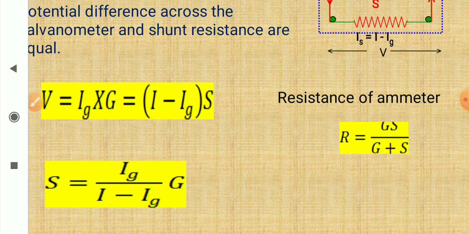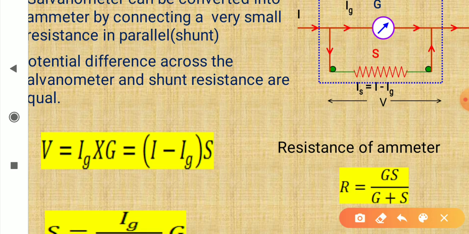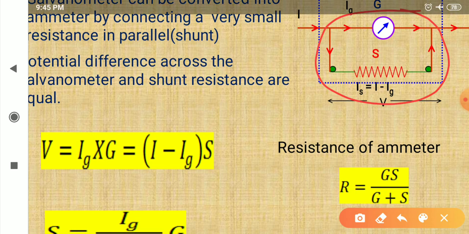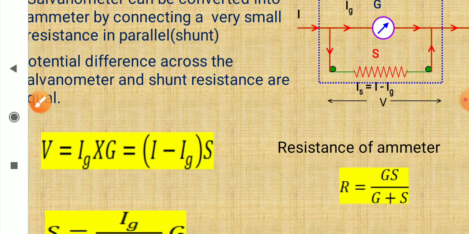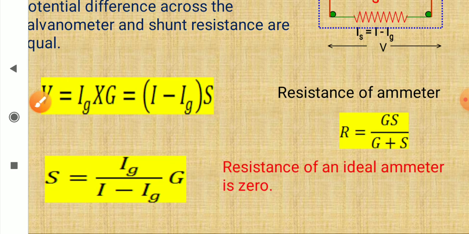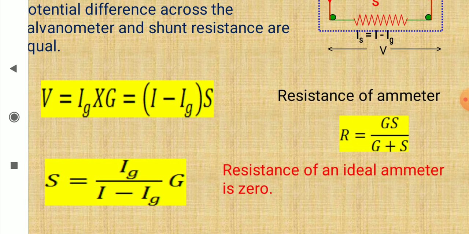resistance of ammeter. अब ये जो combined ammeter हमारा बन गया, just look at this one. This whole is an ammeter. तो यहाँ पर देखो कि G और S पैरेलल में है, तो resistance of ammeter is GS upon G plus S, पैरेलल में है, and resistance of an ideal ammeter is 0.